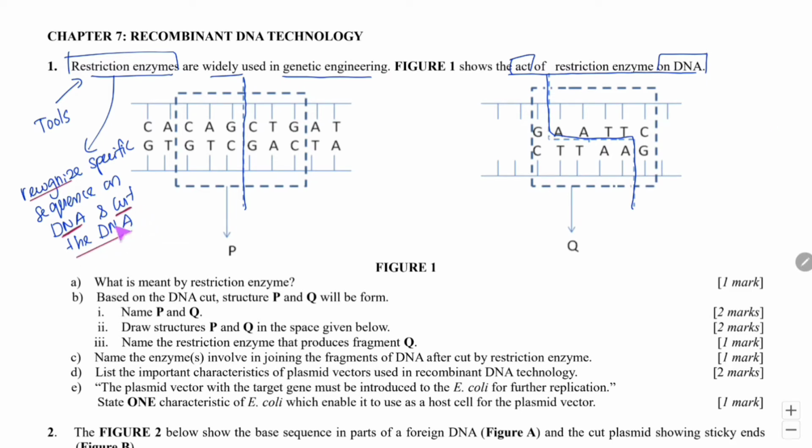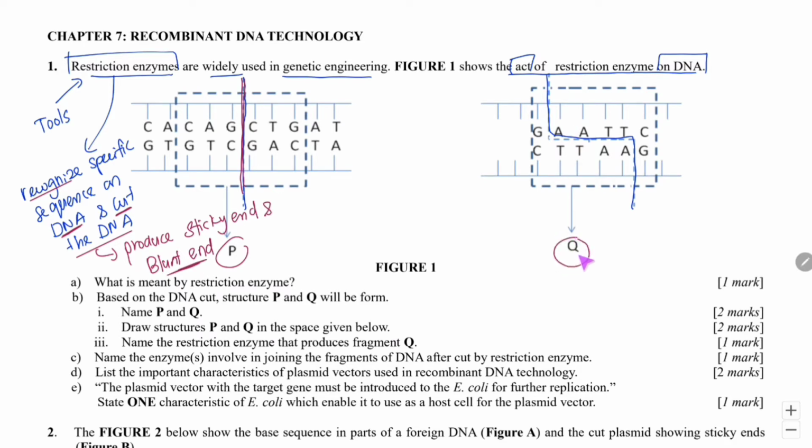So once the enzyme cut the DNA, they can produce two type of ends, iaitu sama ada produce sticky end ataupun it can also produce blunt end depending on the enzyme. Setiap enzyme ada karakteristik of pattern yang dia akan cut the DNA punya structure. So untuk P ini kita nampak dia produce straight cut. So kalau straight cut hasilnya adalah blunt end.